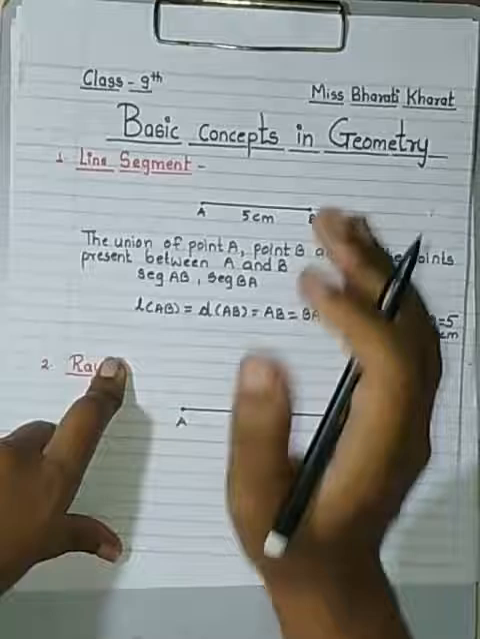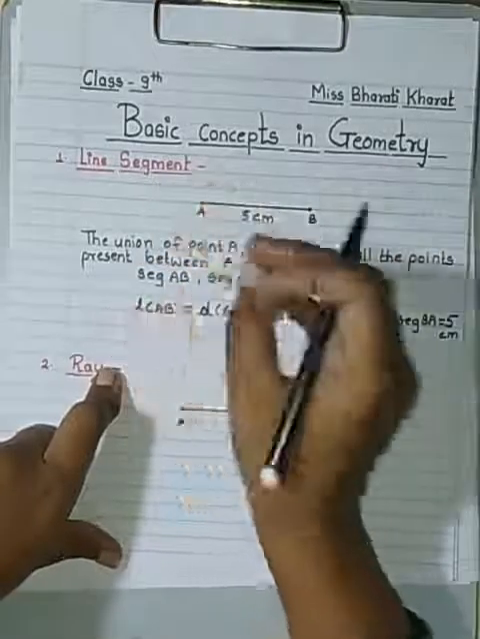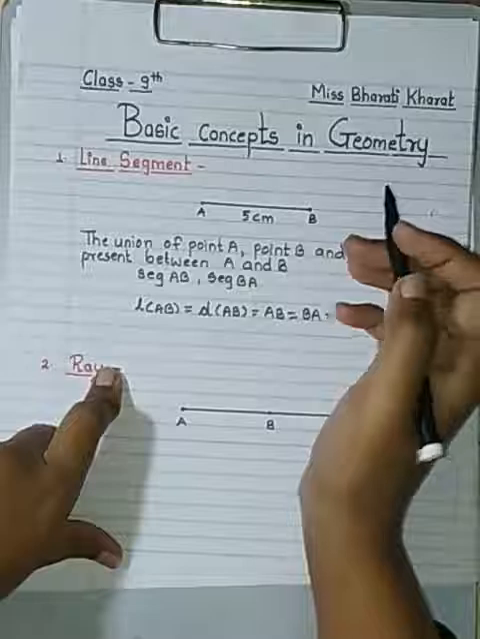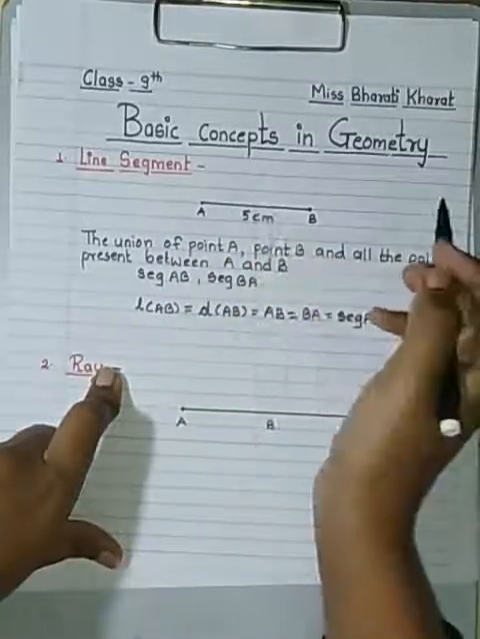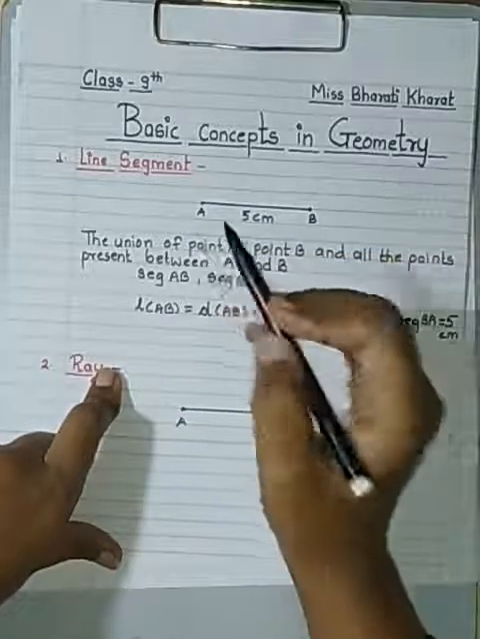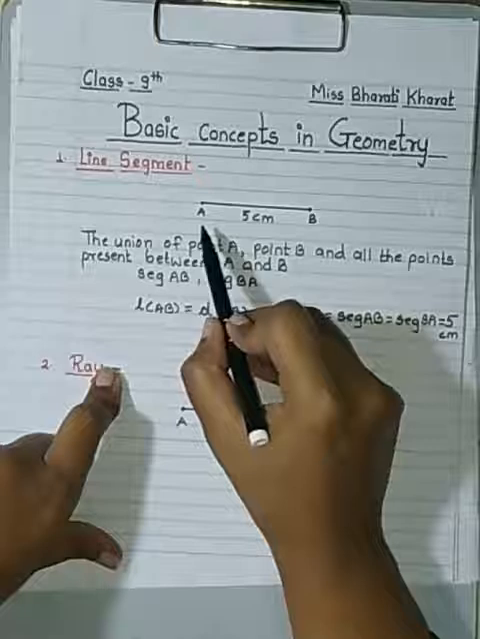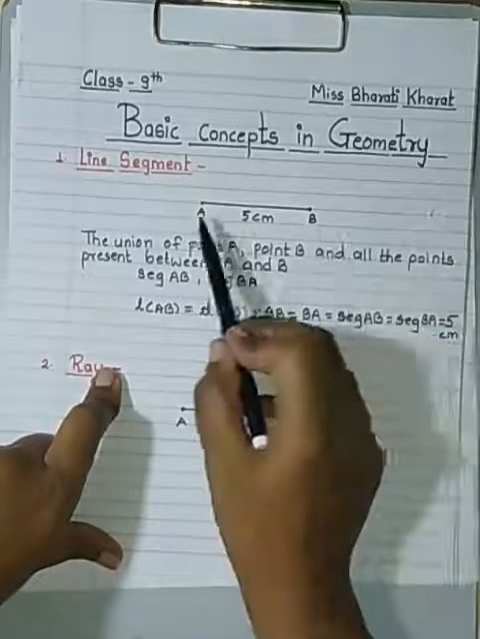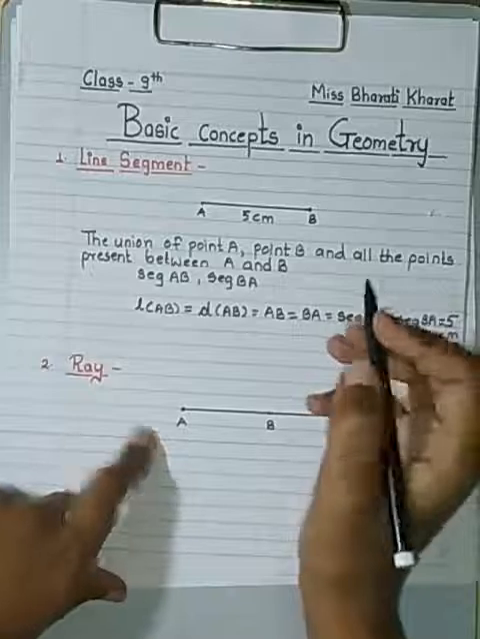So I hope you have understood what a line segment is. The traditional definition of a line segment is a part of a line. It has 2 end points and we can measure the length of a line segment. In terms of set theory, we can define it as the union of point A, point B and all the points in between A and B. Now let us move on towards ray.